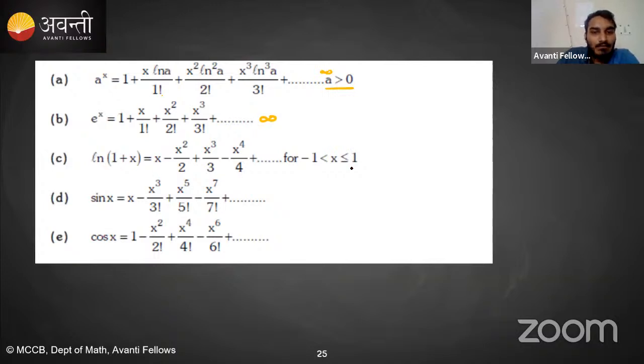ln 1 plus x, where x is between minus 1 and 1, has the expansion x minus x square by 2 plus x cube by 3 minus x raised to the power 4 by 4. Sin x has the expansion x minus x cube upon 3 factorial plus x raised to the power 5 upon 5 factorial minus x raised to the power 7 upon 7 factorial and so on. Cos x is 1 minus x square by 2 factorial plus x raised to the power 4 upon 4 factorial minus x raised to the power 6 upon 6 factorial. Clear?